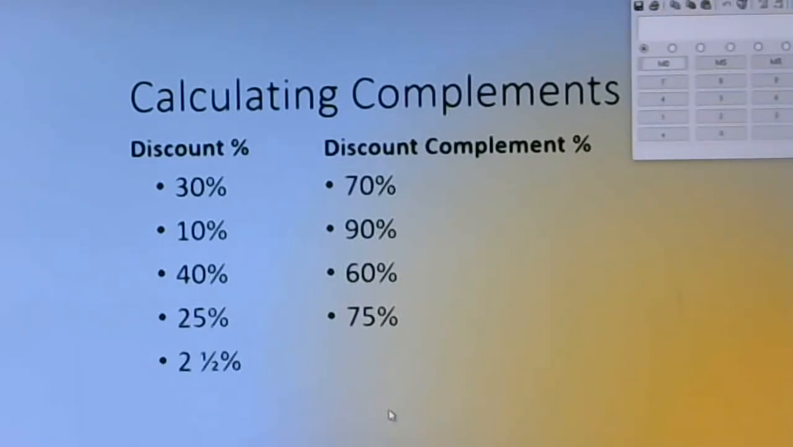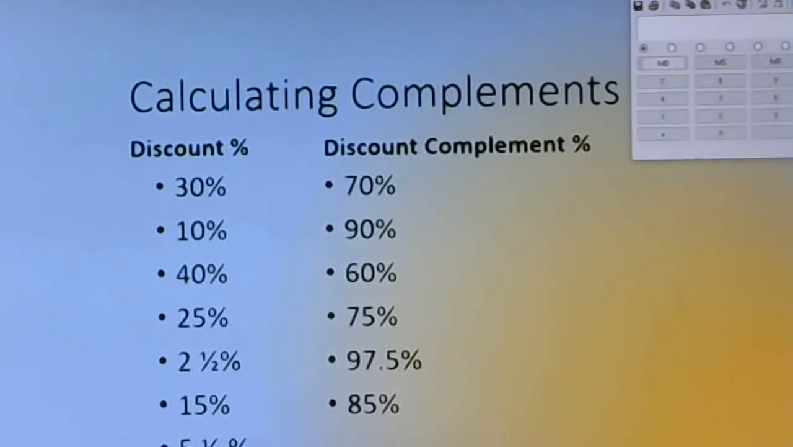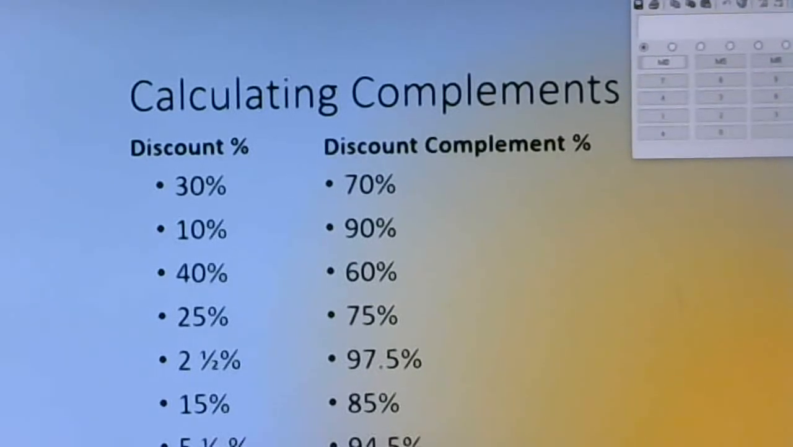I hope so. Here's a different one. Don't let this trick you. What's 100 minus 2? 98. 98 minus half? 97.5%. So 100 minus 5 is 95 minus a half. 94.5 is a decimal, or 94.5%.